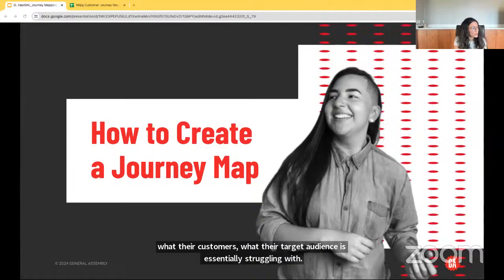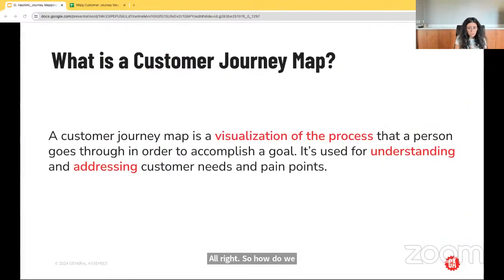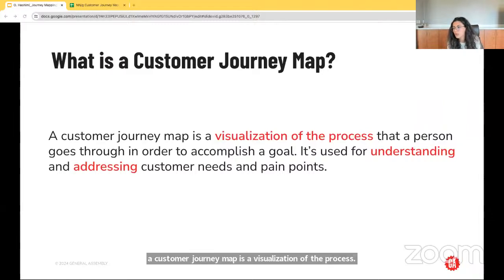All right, so how do we create a journey map? First of all, what is a journey map? We've been talking about journey maps here, the value of journey maps. Well, a customer journey map is a visualization of the process that a person goes through in order to accomplish a goal. It's used for understanding and addressing customer needs and pain points.